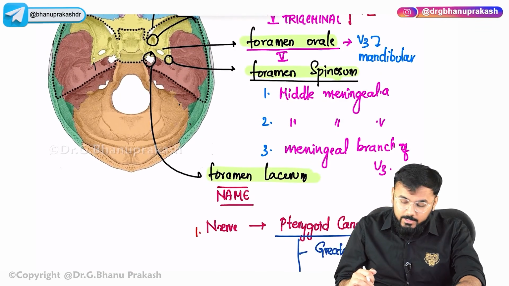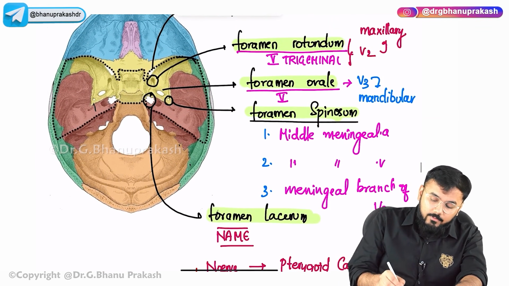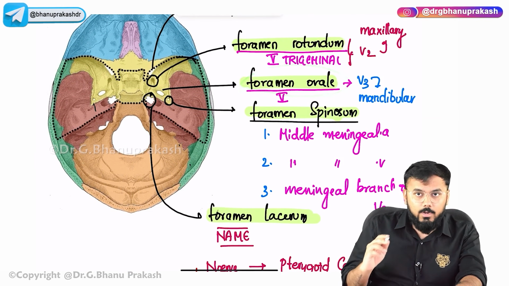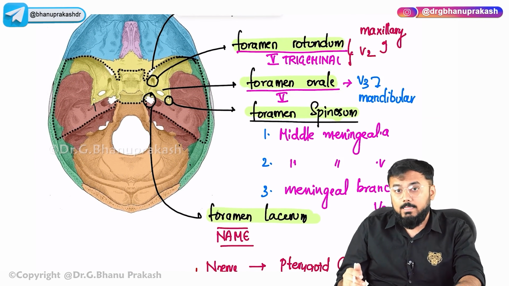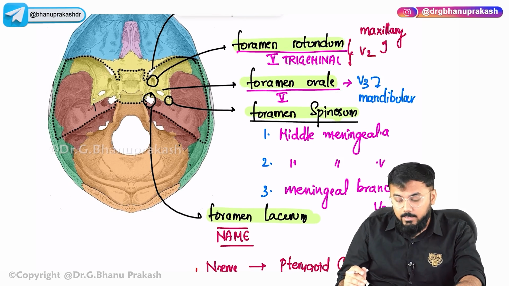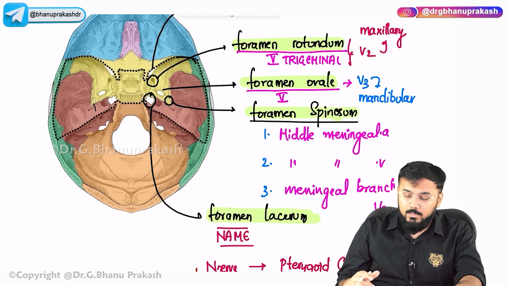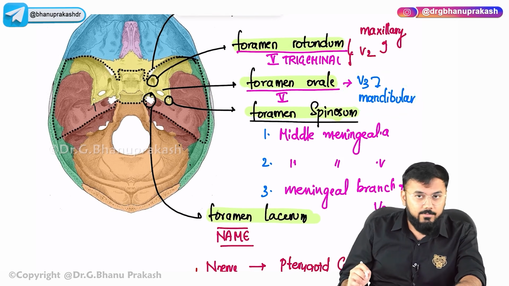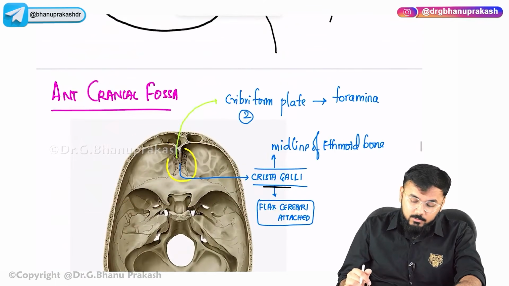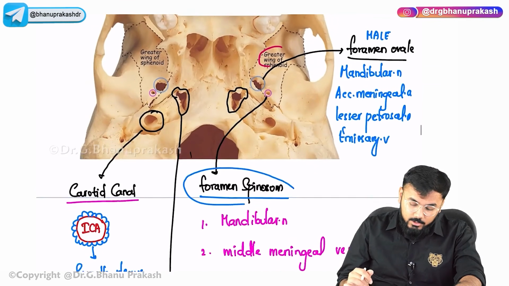Now the next important thing: when I say foramen ovale, I think I have already discussed it, but there are other structures also passing, right? Here I have only discussed the nerve, the mandibular nerve, but you know what structures pass through foramen ovale, right? So where is the picture?